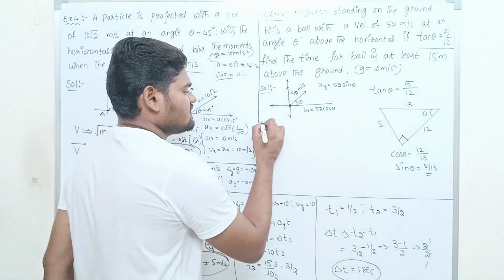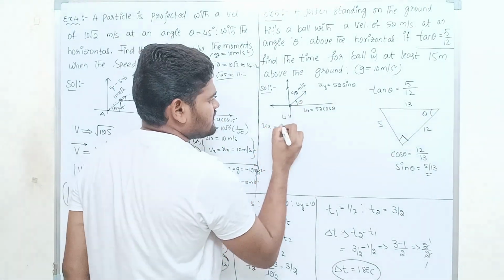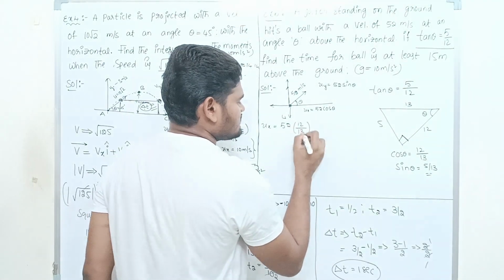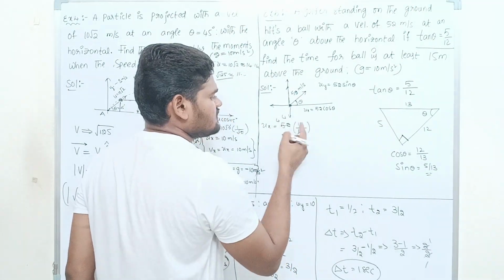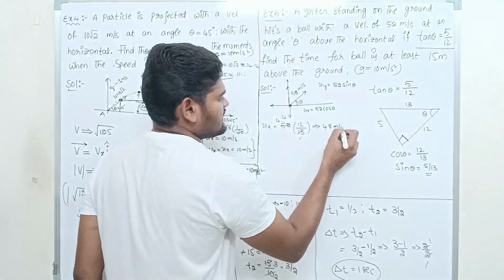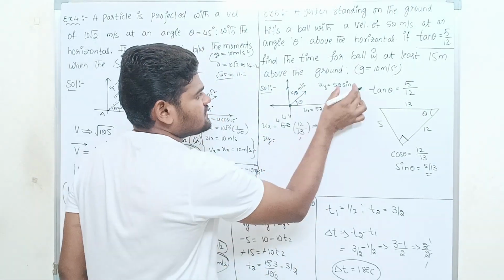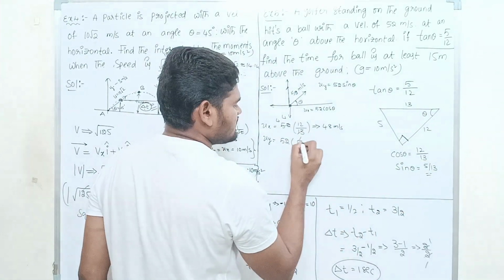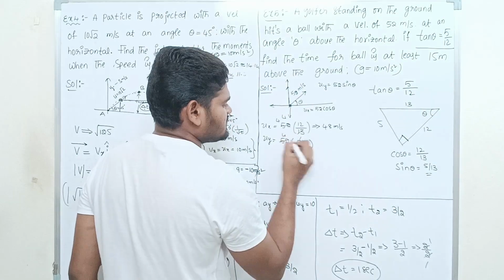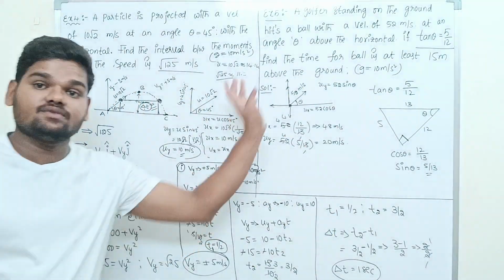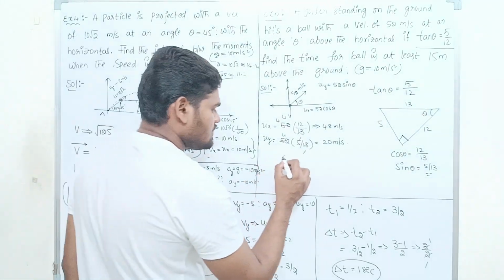Just substitute here. ux is equal to 52 cos theta. What is cos theta? 12 by 13. So 13 fours are 52, 12 fours are 48 meters per second. uy is equal to 52 sin theta, and sin theta is 5 by 13. So 13 fours are 52, 5 fours are 20 meters per second. With this much velocity the object moves in projectile motion.